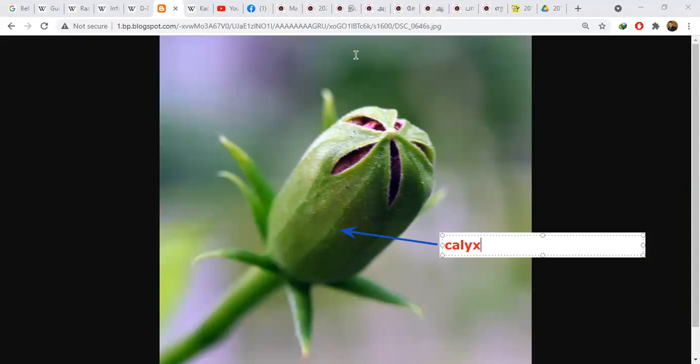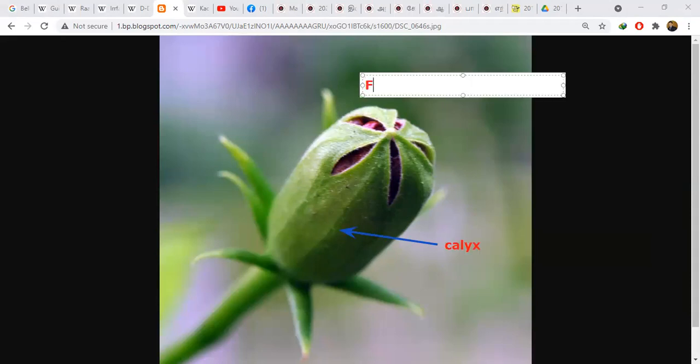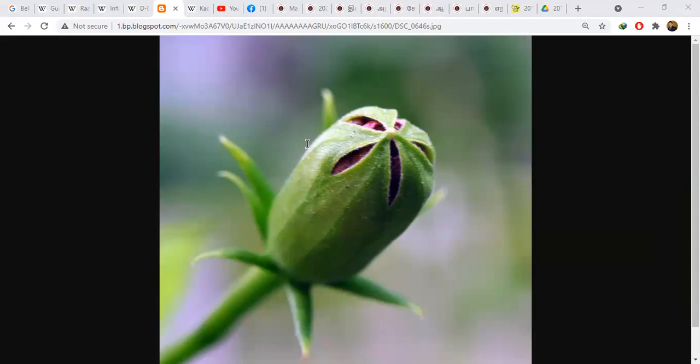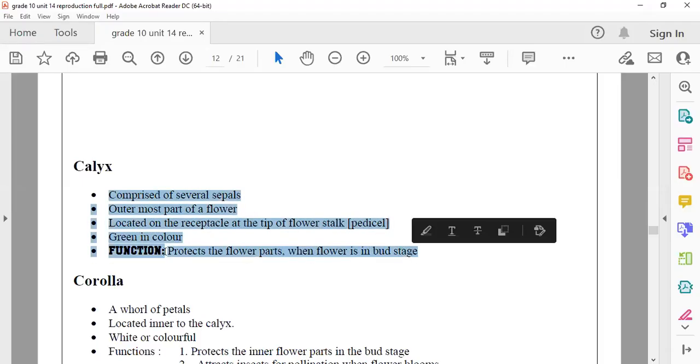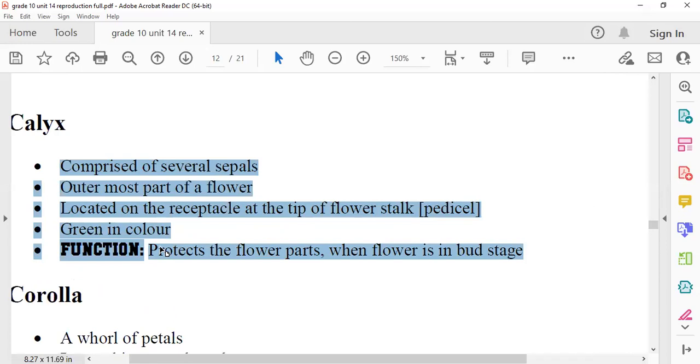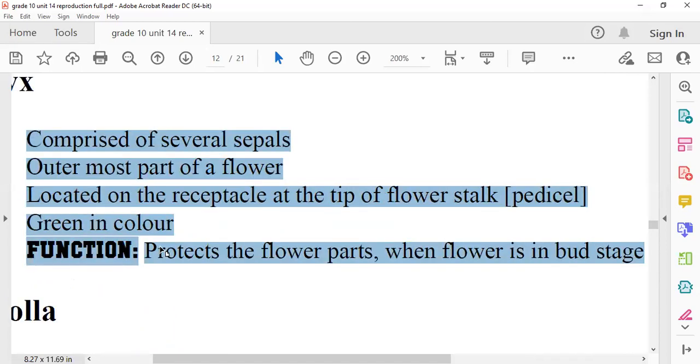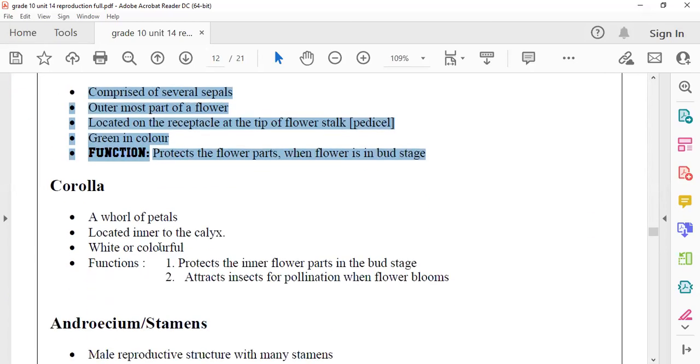So what the picture shows here is a flower bud. In the flower bud stage, protection is given by the calyx. Hope you understood it. So that is the role of calyx here. This is the note you have to write for calyx. Next it is corolla.